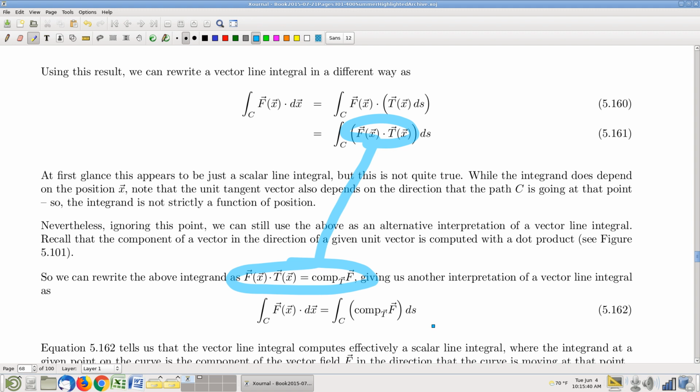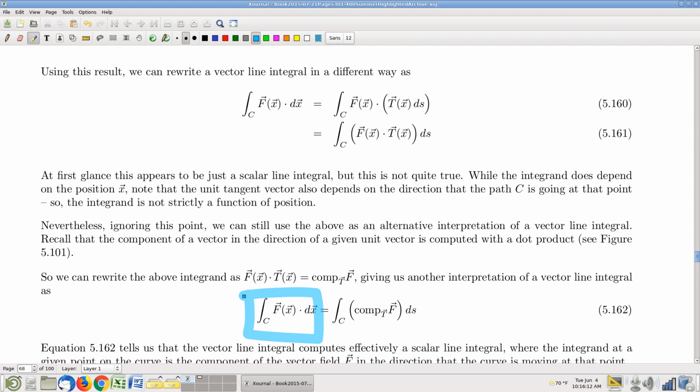Recall from long ago, three weeks ago, that dot product with the unit vector means component. And so this gives us a different point of view on what vector line integrals compute. Previous to now, our main physical geometric interpretation of this expression was, look, if F represents forces, then the line integral represents work.